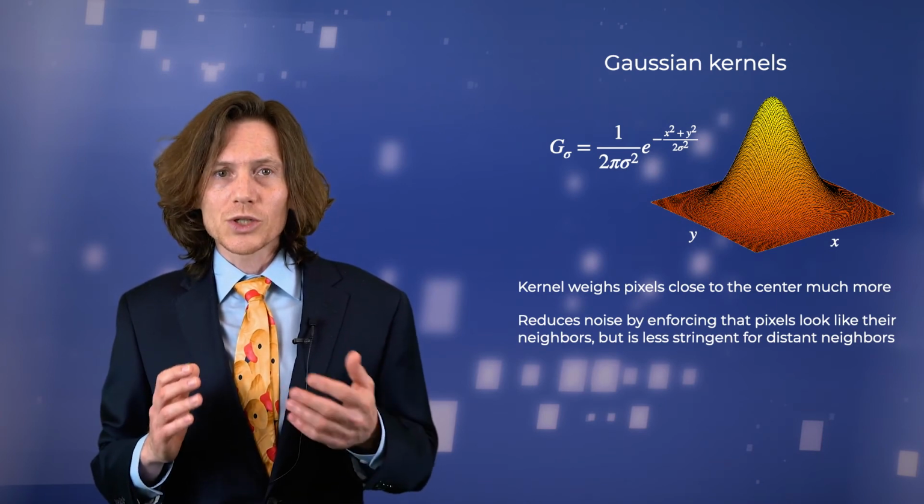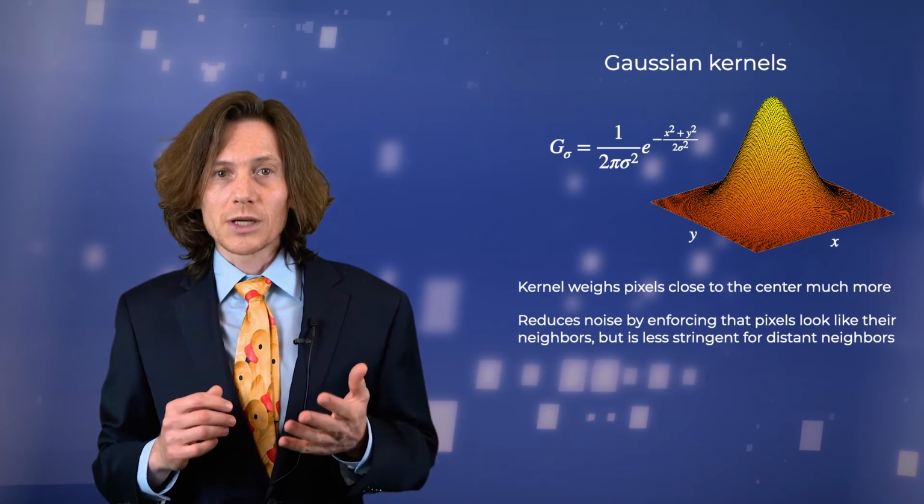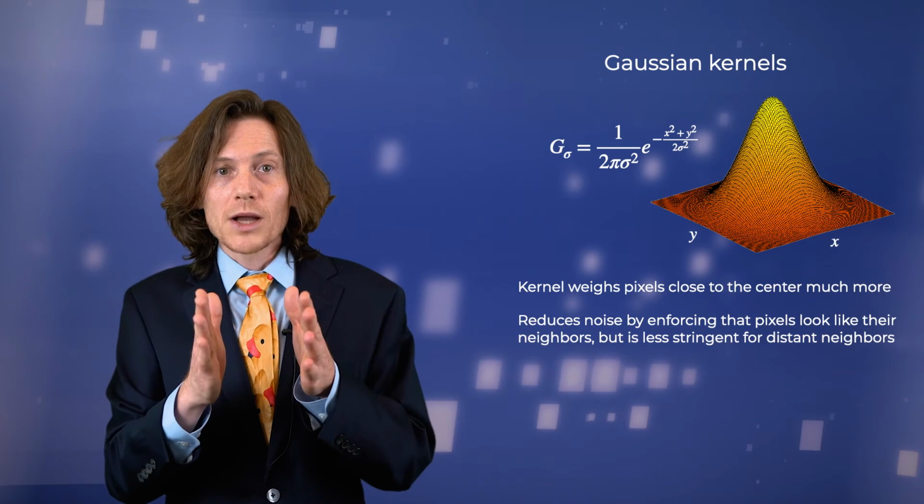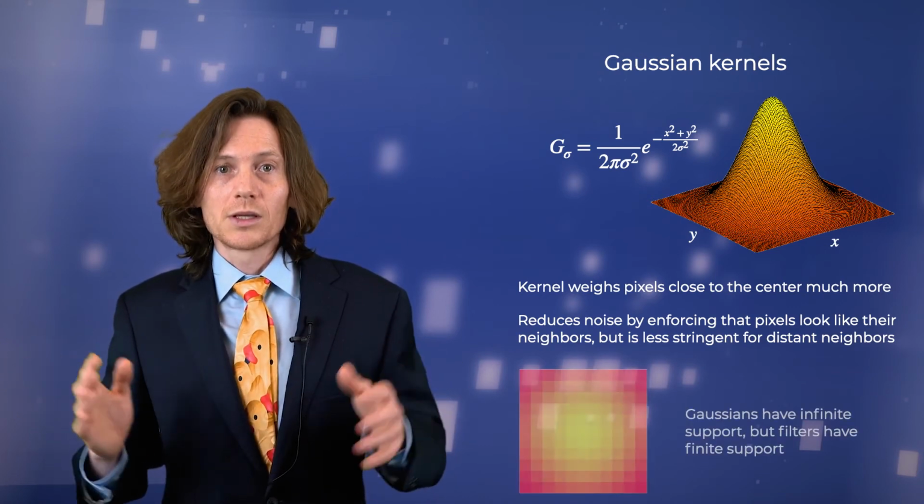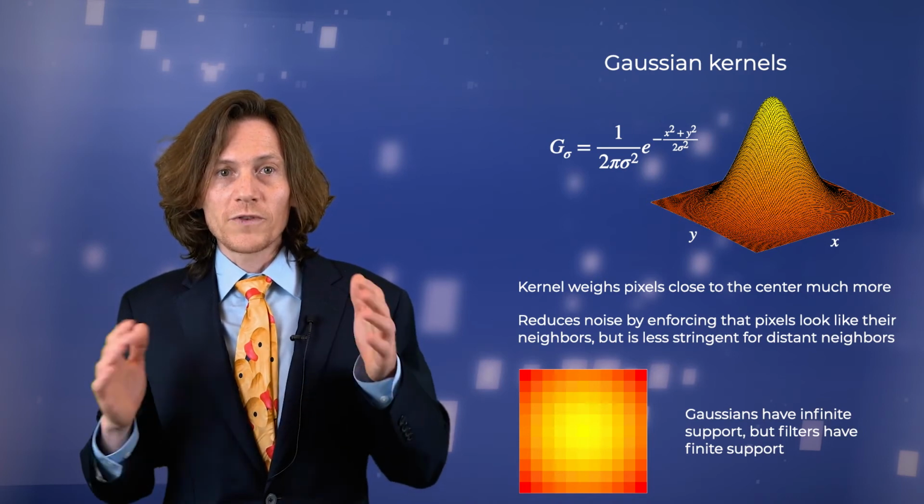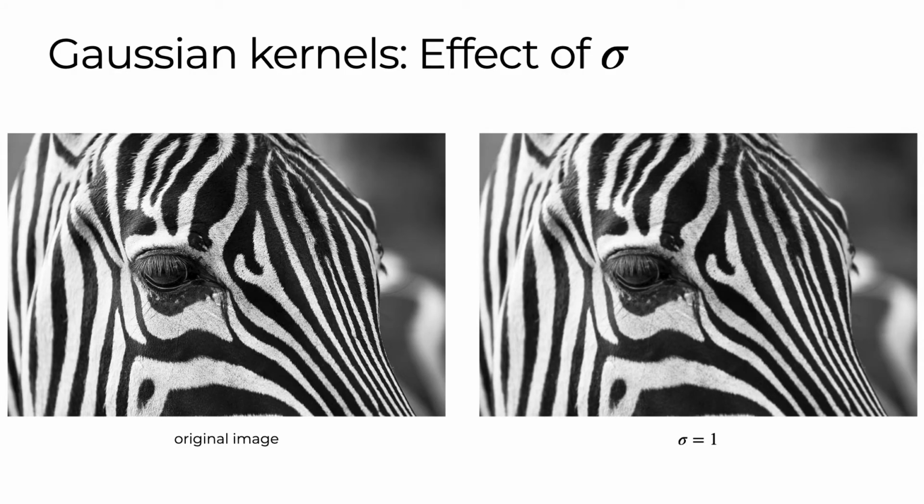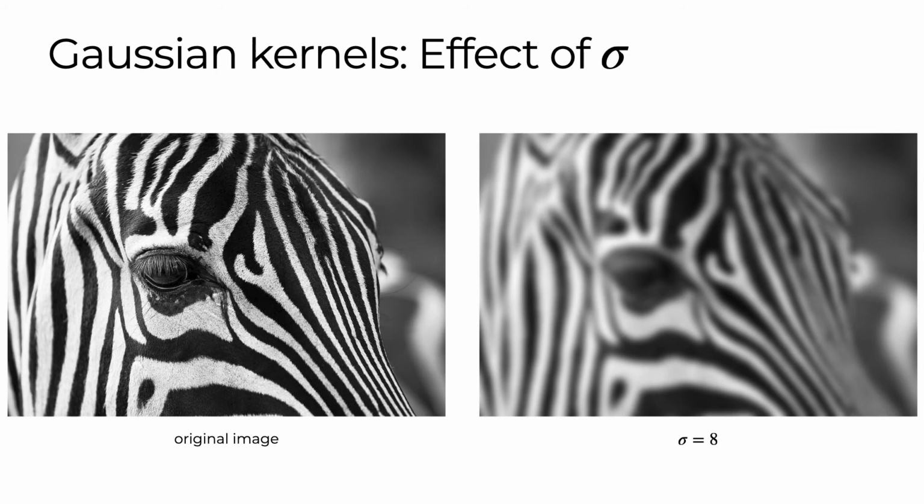In practice, Gaussian kernels are typically used to reduce the amount of noise in an image. Unlike a box filter, a Gaussian kernel weighs pixels near the center much more than those farther away. Gaussians have infinite support, while kernels have finite support, so we fix their size and normalize so the weights sum to 1. The choice for the standard deviation of the kernel affects how quickly the weights decay, and in turn the amount of blurring. As we increase the standard deviation, pixels are encouraged to resemble more distant neighbors. As a result, increasing the standard deviation results in an increased amount of blur.